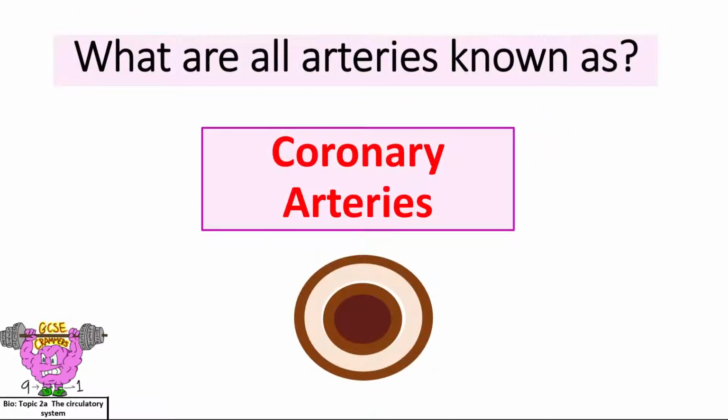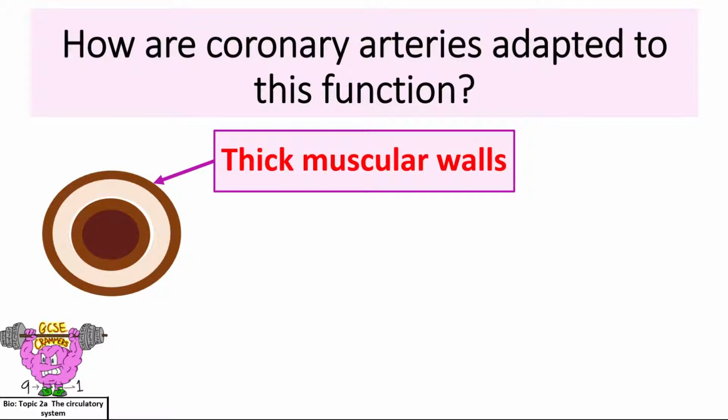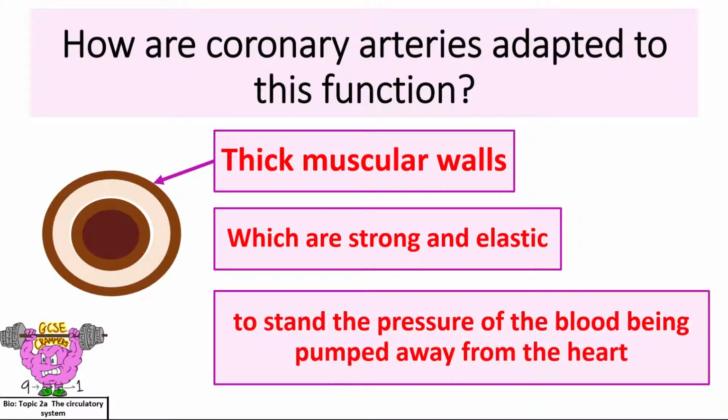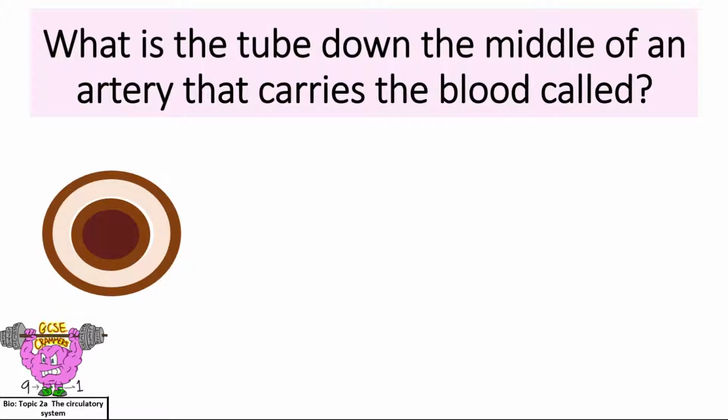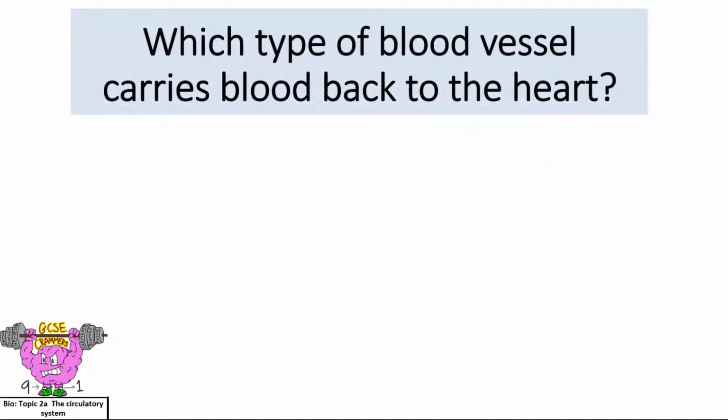Coronary arteries. How are coronary arteries adapted to this function? They have thick muscular walls, which are strong and elastic, to stand the pressure of the blood being pumped away from the heart. What is the tube down the middle of an artery that carries the blood called? It's the lumen.